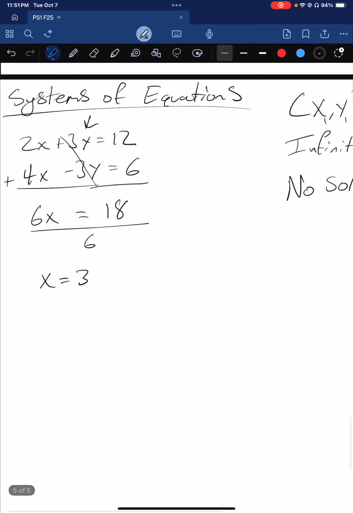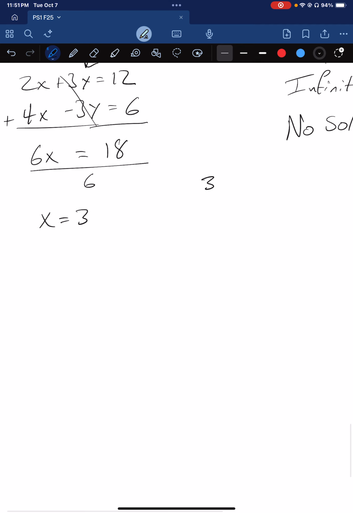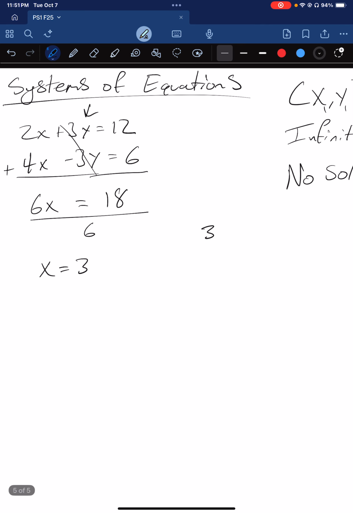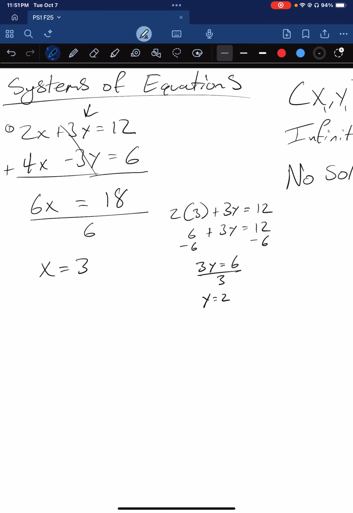All right, well, anyways, so we got one of our coordinates, 3, and to find the other one, we're just going to take this 3, and we're going to plug it into one of our other equations. I'll plug it into this first one here. So we get 2 times 3 plus 3y equals 12. 2 times 3, of course, is 6, plus 3y equals 12. Let's subtract 6 from both sides. We get 3y equals 6, divided by 3, y equals 2. So we have x equals 3, y equals 2, so our solution to this would be (3, 2).